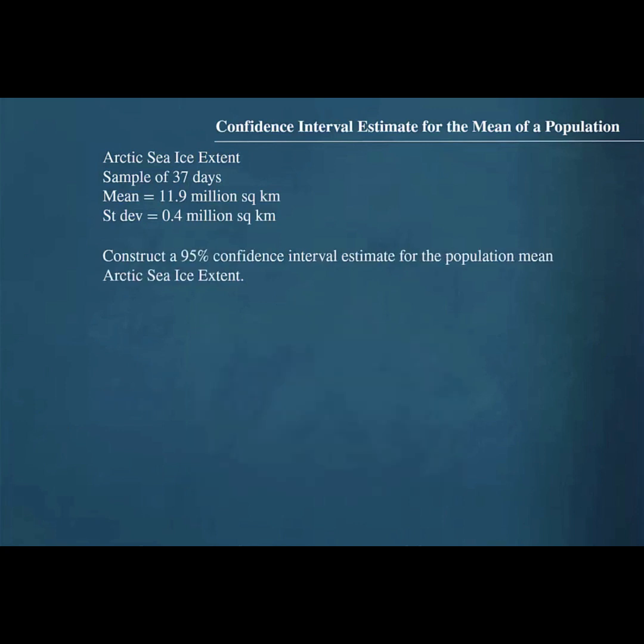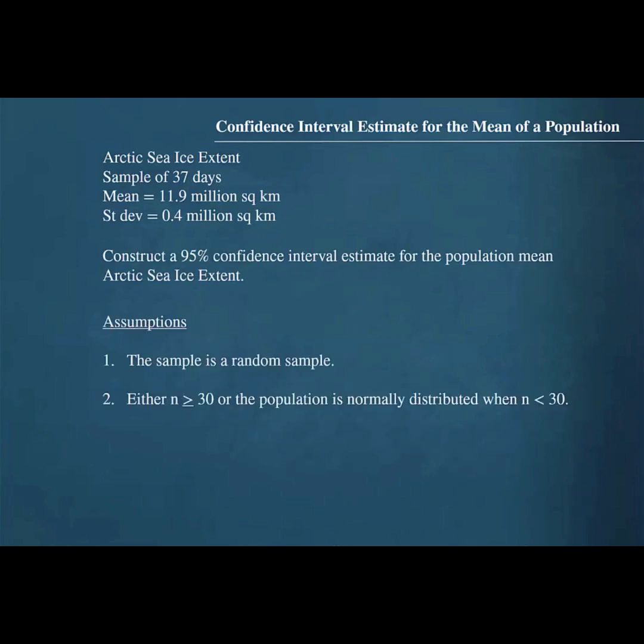Let's construct a 95% confidence interval estimate for the population mean Arctic sea ice extent. Certain assumptions must be made when constructing a confidence interval estimate for the population mean when the population standard deviation is unknown. The first assumption is that the sample is a random sample. The second assumption is that either the sample size is greater than or equal to 30, or the population is normally distributed when n is less than 30.